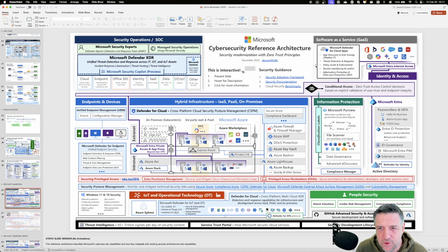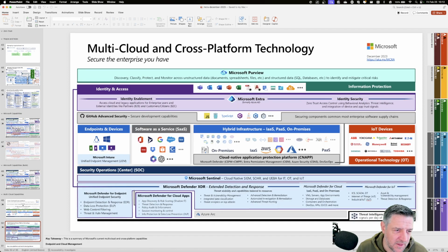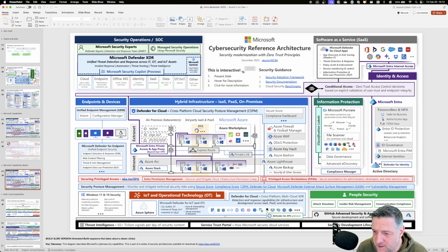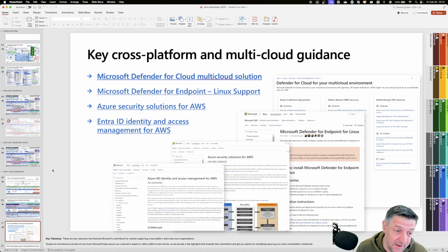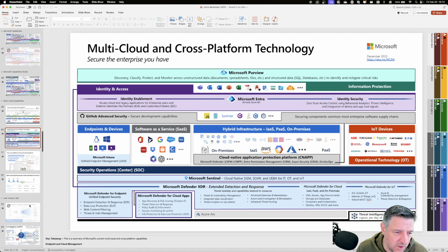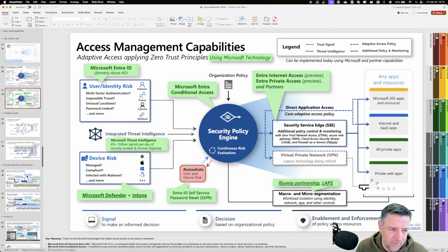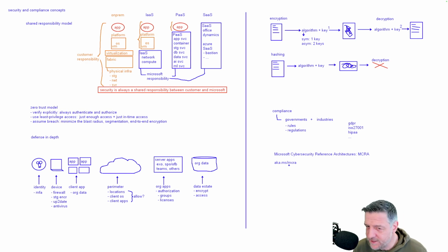If you would show this in an actual presentation, you will be able to click on these little links, and they will take you to informational pages. So it's actually quite a nice way to look at security from an architectural perspective. If you're interested, you can just go to aka.ms/MCRA, and that will give you access to that complete cybersecurity reference architecture guide.